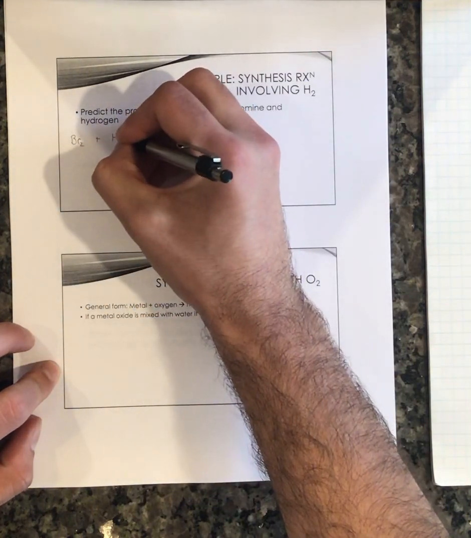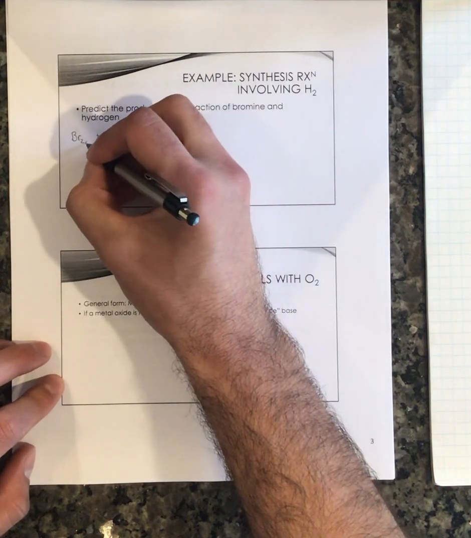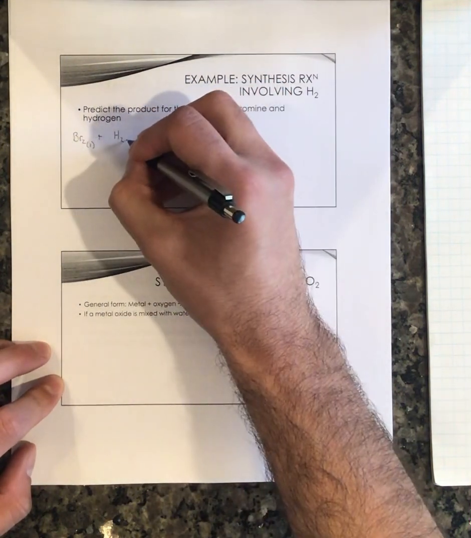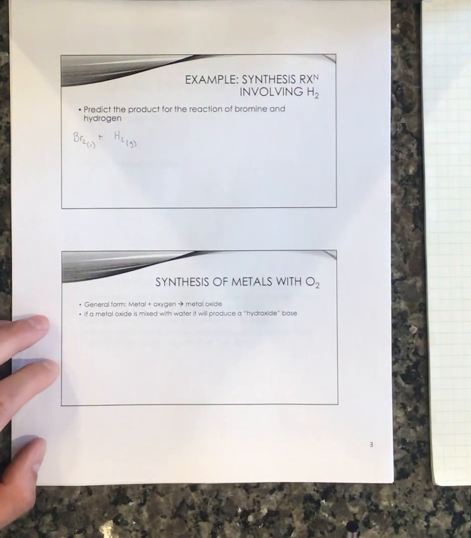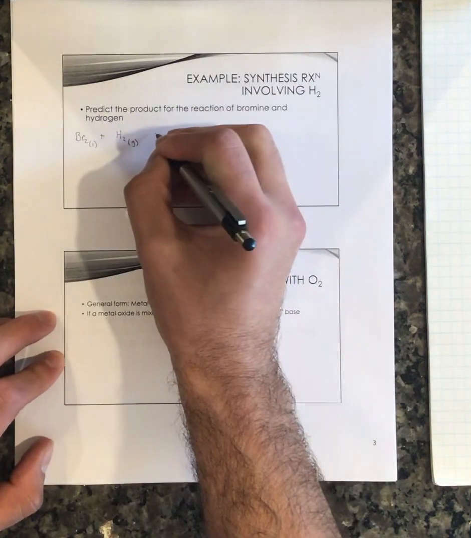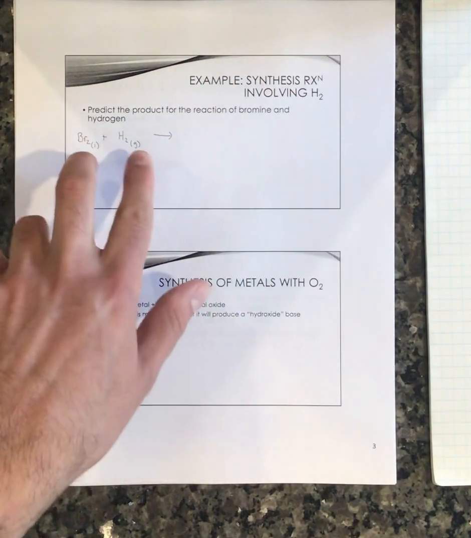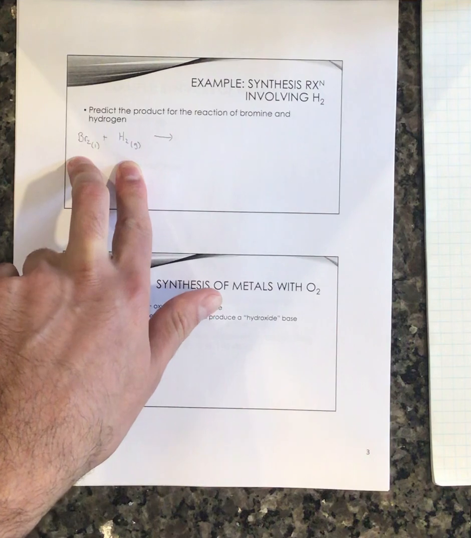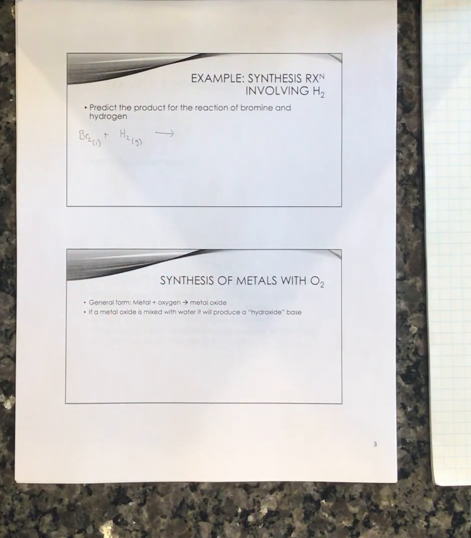Plus hydrogen, also one of our diatomic molecules. Now, bromine is a liquid at room temperature. Hydrogen is a gas. So once again, typically if we took a look at this, we would say, well, both of these are non-metals. So this would form a covalent compound or a molecular compound.